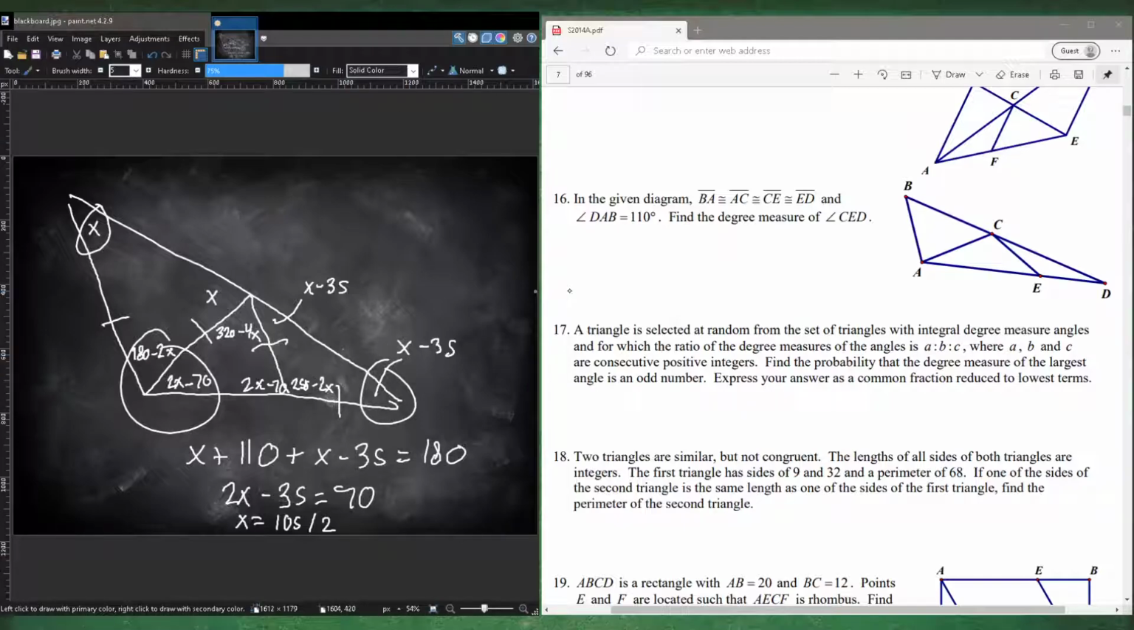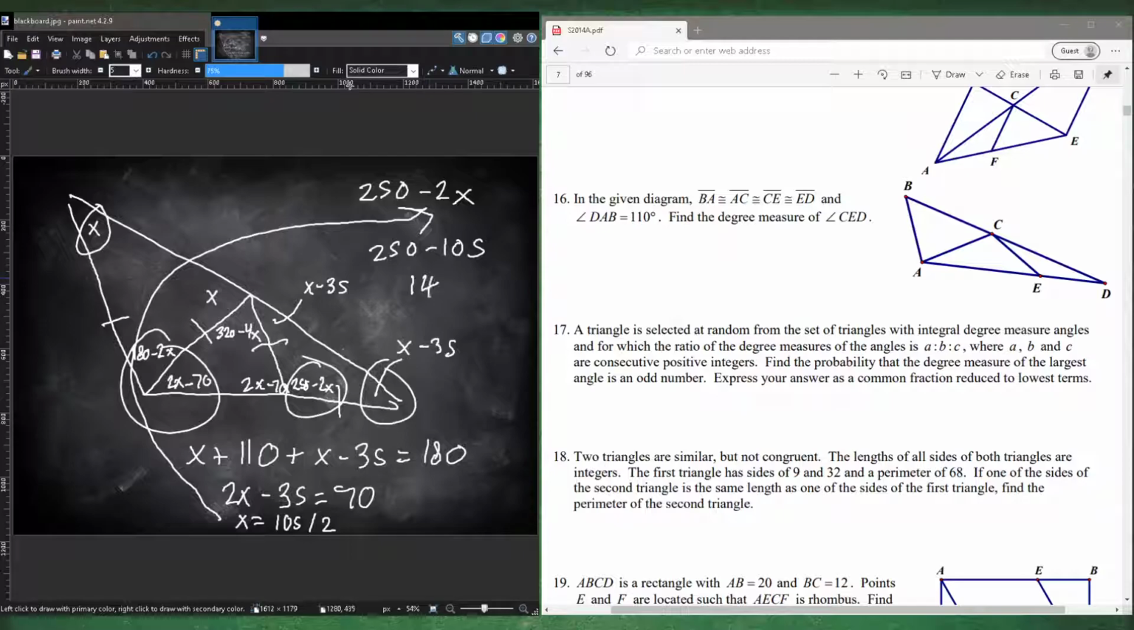So now we need to look for CED. So we need to look for this, which is 250 minus 2x. So we already have our x. We could just plug it back in. So 2 times 105 divided by 2, that's 105. So 250 minus 105, that is 145. And that is your answer for number 16.